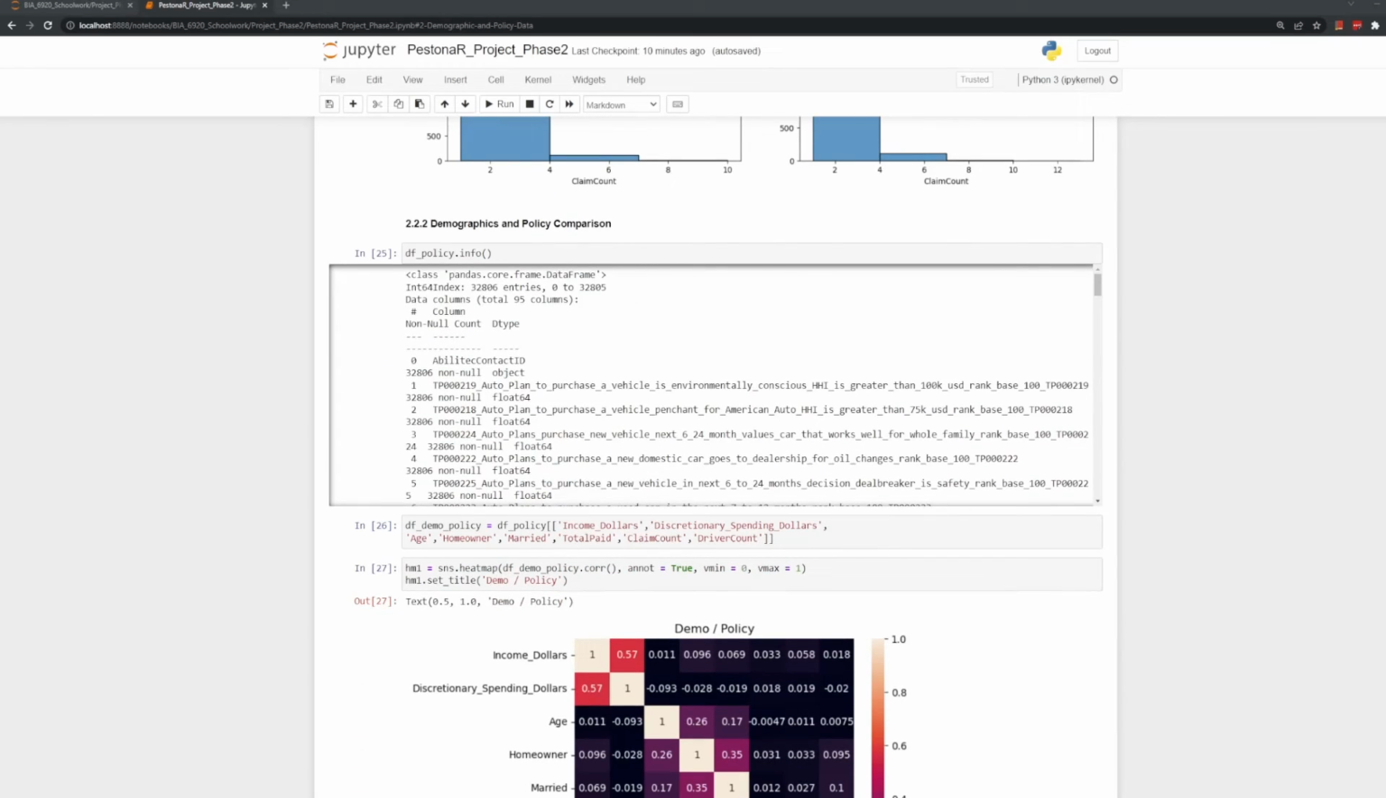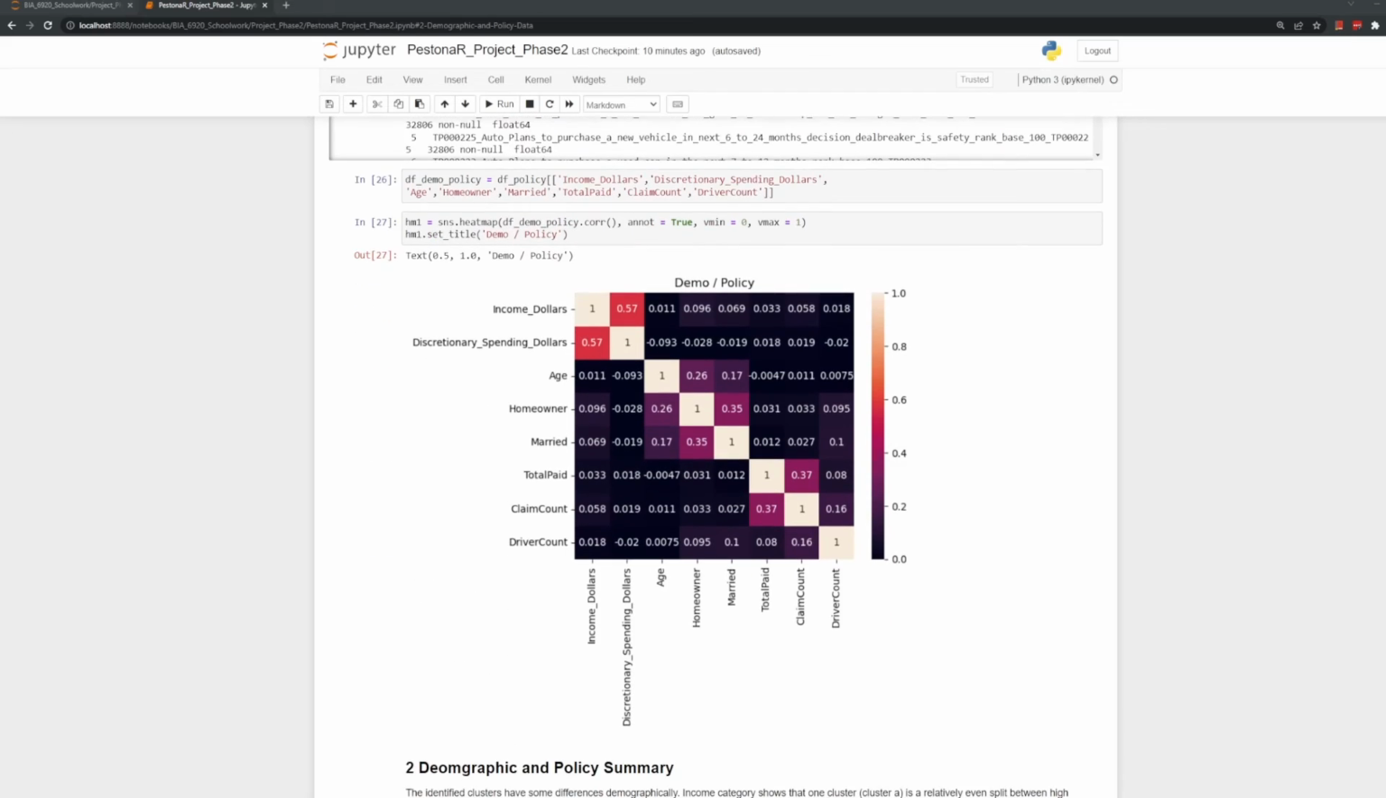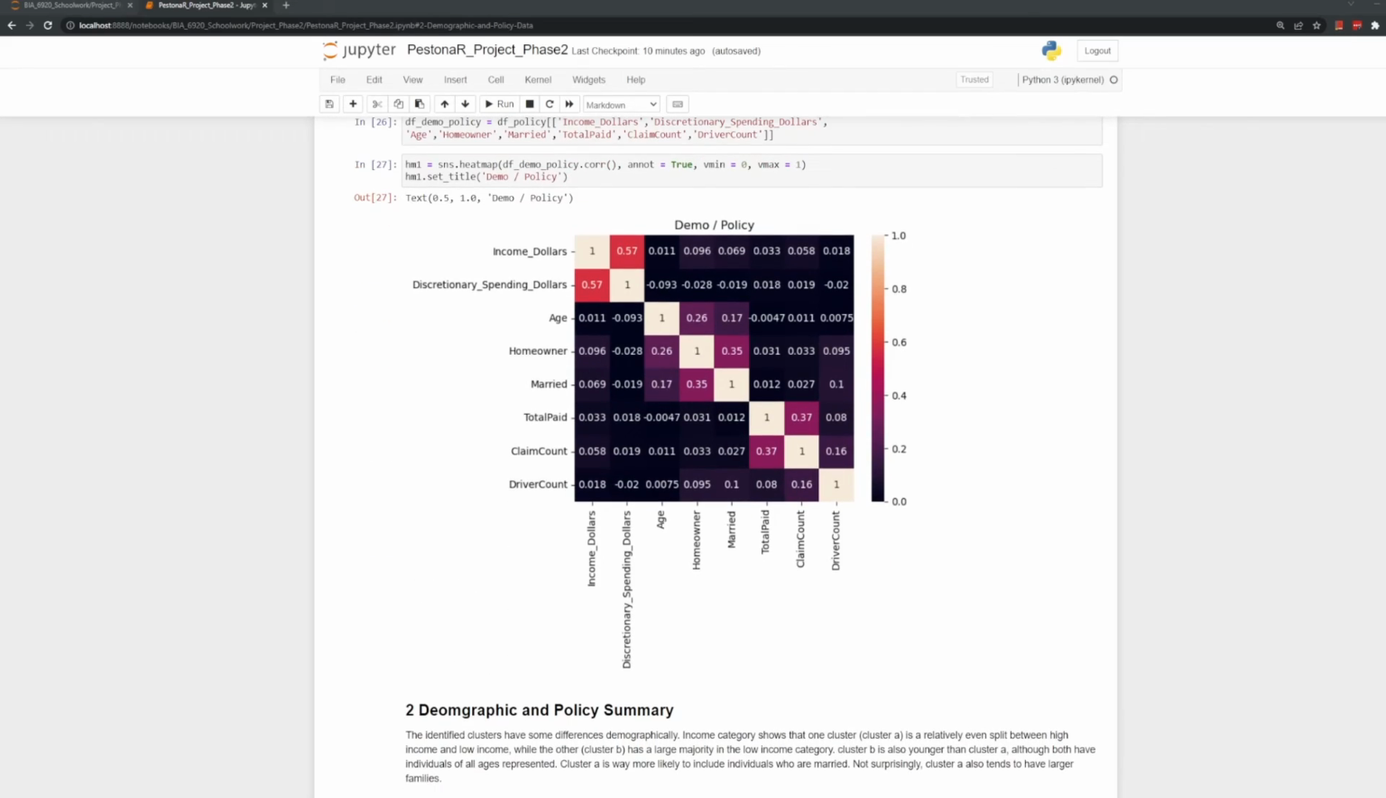So digging a little deeper, just comparing demographic data directly to policy data and foregoing clustering at all, we again see that demographics aren't proving to be a strong indicator of the type of policyholder that we have here.